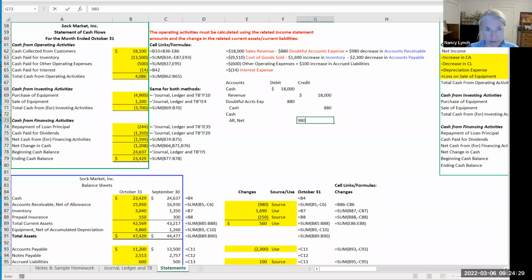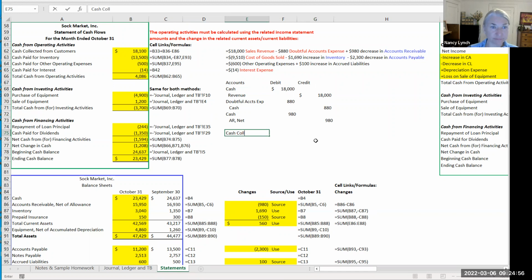Now you can type it or link it. This is, again, just a technique. And the other side I'm going to assume is to cash. Now, I can determine cash collected from customers by taking these cash amounts, debits being adds, credits being subtracts, and get your cash collected from customers. So let me prove it out.